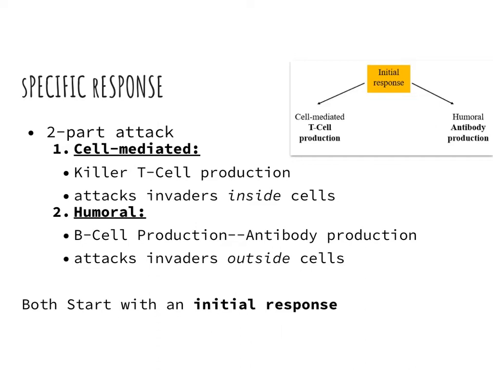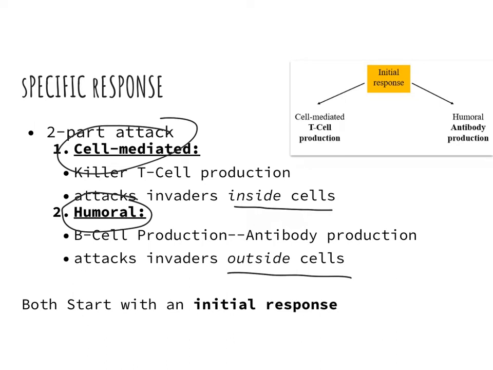There are two different attacks that will occur. There's something called the cell-mediated response. This means we need to kill invaders, the pathogens, that have now entered our body cells. But at the same time, there's also something called the humoral response, where we need to kill invaders that have not invaded our body cells but are still inside the body, just waiting to attack. So this is called a two-part attack. Cell-mediated is going to focus on something called the killer T cell. The humoral response is going to focus on B cell production, where we start to make antibodies.